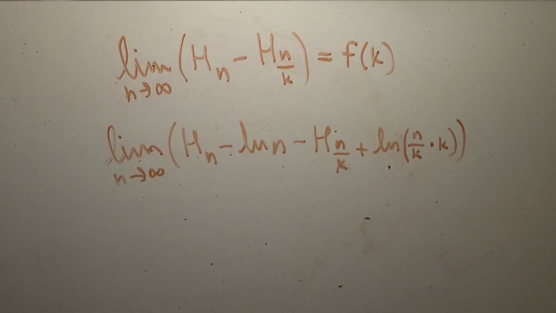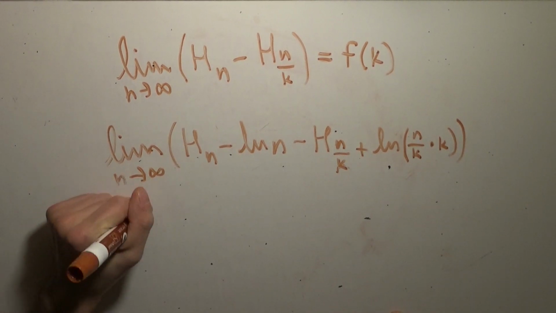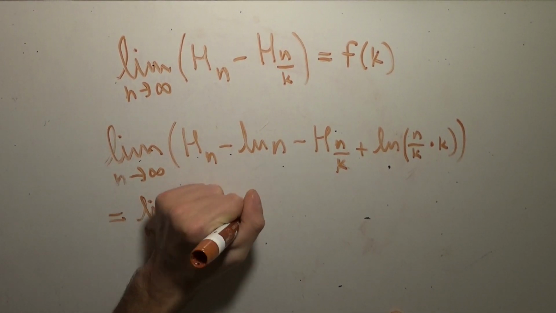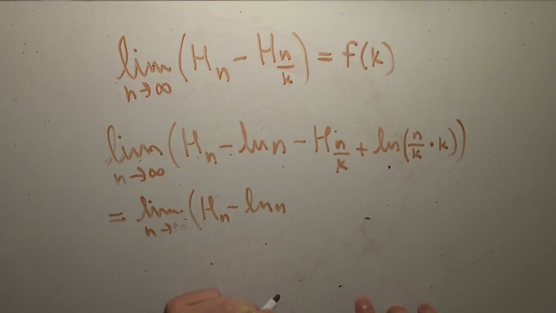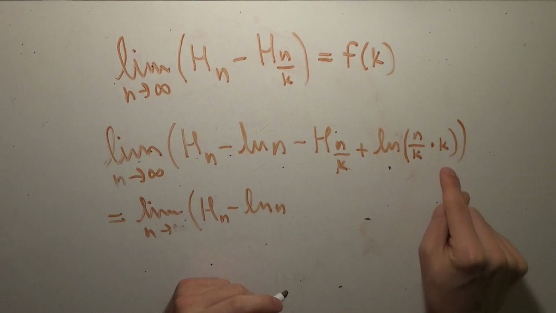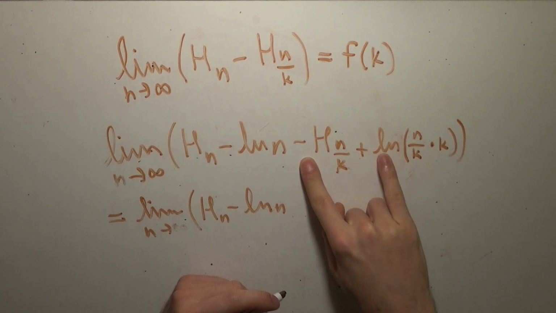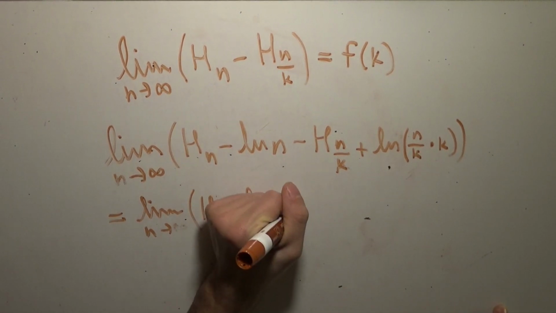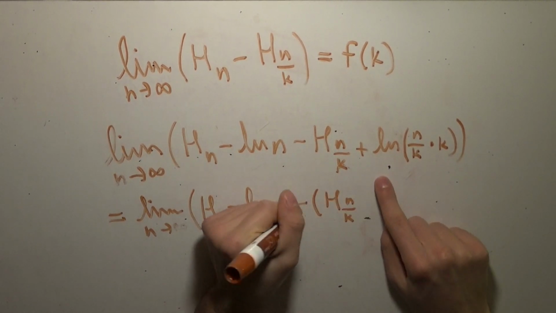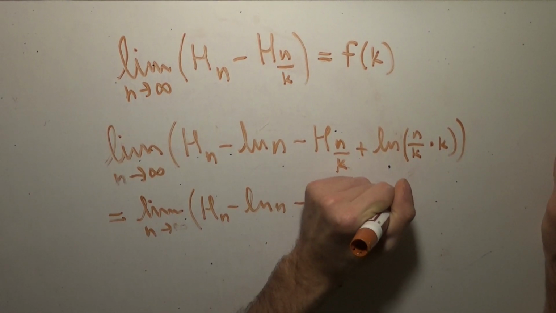But because this is a product inside the natural logarithm, I can write the natural logarithm as the sum of those two things. So this is equal to the limit as n approaches infinity of H sub n minus ln of n. And I'm going to write this as the sum of the two things, so the natural logarithm of n over k plus the natural logarithm of k. But then I'm going to factor out the negative 1 from here and the natural logarithm of n over k. So what I'm going to end up with is minus, and then this is the quantity, H sub n over k, and I'm going to be subtracting the natural logarithm of n over k.